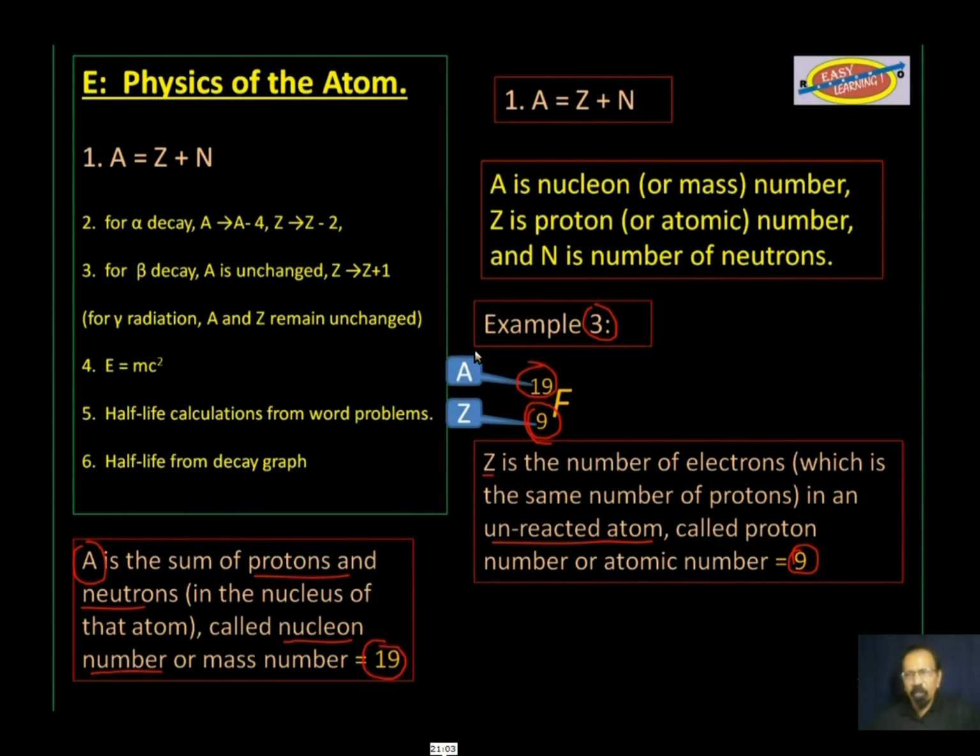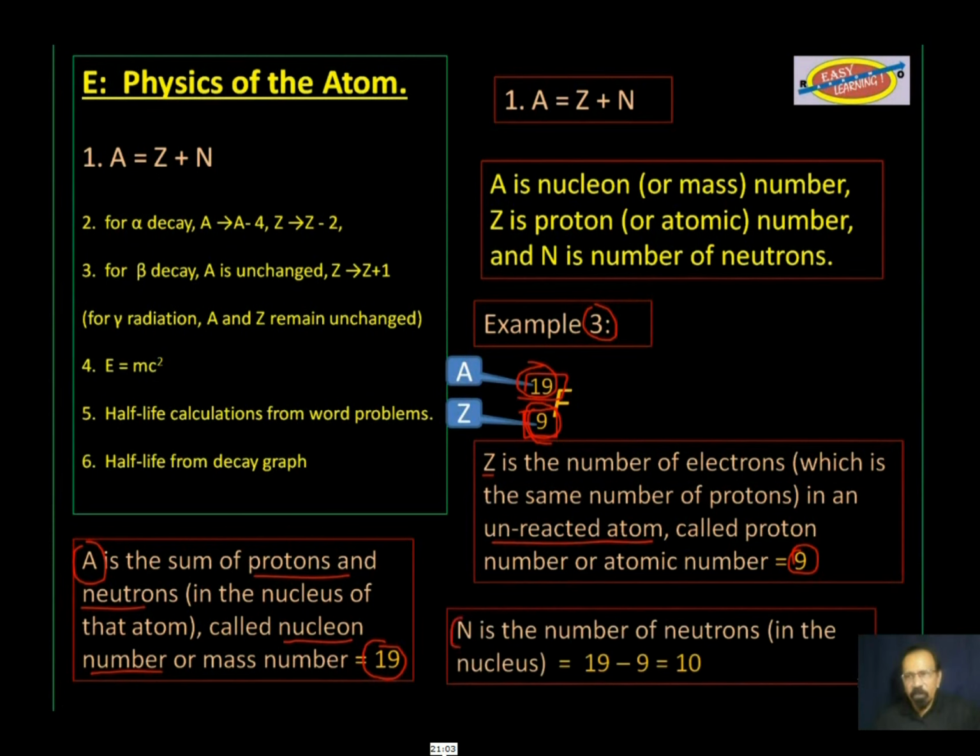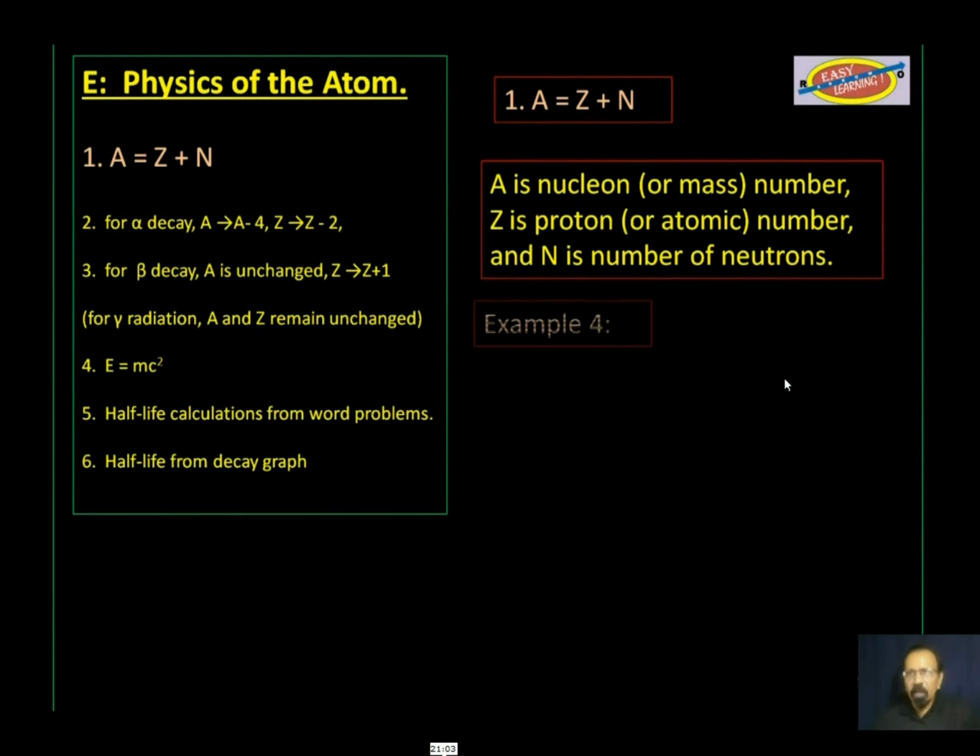That's A. And of course, if you have 19 protons and neutrons and 9 protons, then the number of neutrons would be 19 minus 9, and that would give you 10. Let's look at the electronic configuration with 9 electrons, 2 in the first shell and 7 in the second shell.